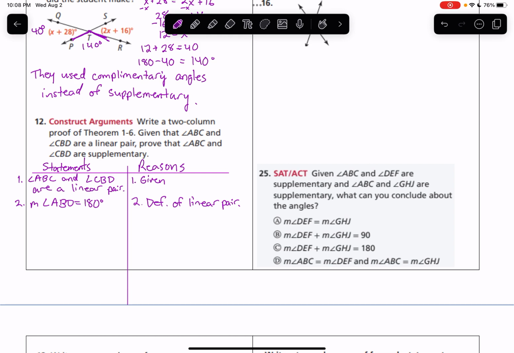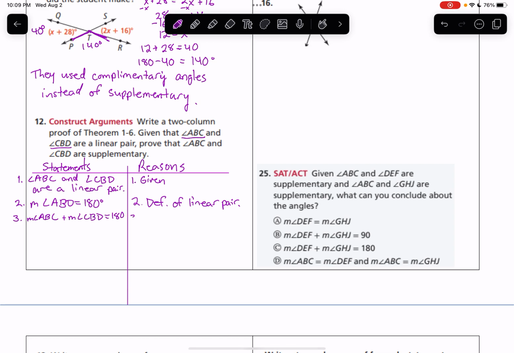All right, and then step 3, we're on to this one. If we know that the measure of angle ABD is 180, we also know that the measure of angle ABC and the measure of angle CBD, these 2 angles that make it up, have to add to 180, because that's these 2 angles together to get angle ABD. So the measure of angle ABC plus the measure of angle CBD equals 180.